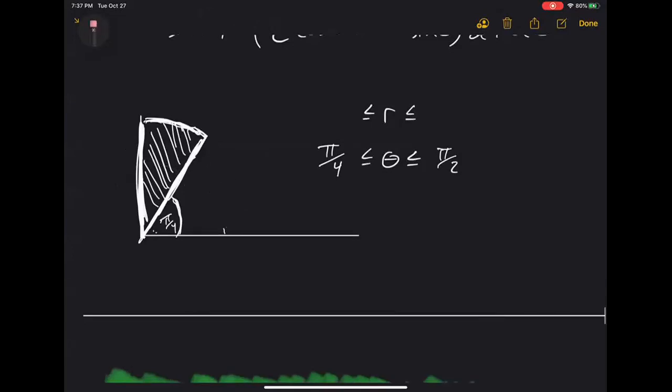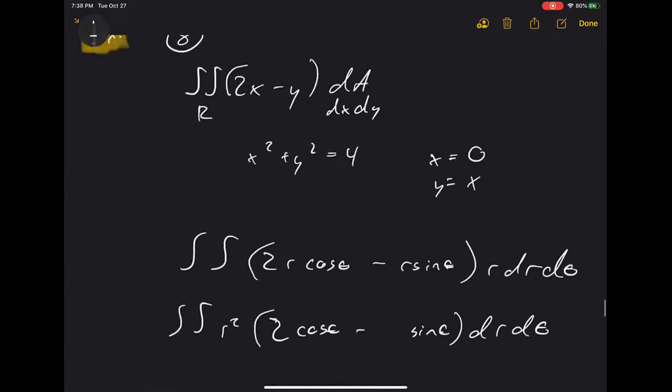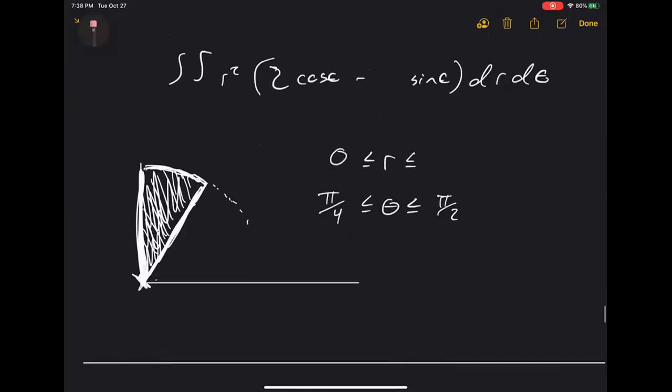What about radius? Where do my radii begin? Well, I have all these points, and my radius starts from the very center. It starts down here at 0. And then where does it go? We stop at this outer line. What is this outer radius? From our outset, we know this is the circle with radius 2. So this radius is 2. Our radius goes from 0 to 2.